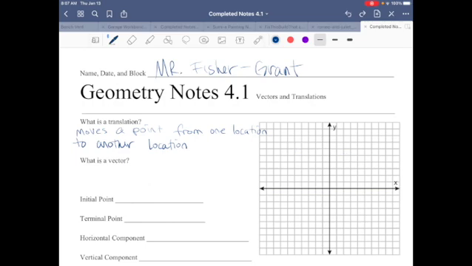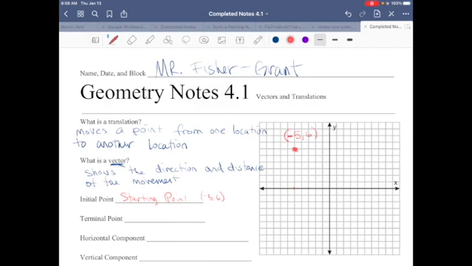A vector shows the direction and the distance of the movement. So I've got my initial point. This is where I start, the starting point. Let's use the example we just did. Somewhere up here, that would be negative 1, 2, 3, 4, 5, positive 1, 2, 3, 4, 5, 6. So this is at negative 5, 6. All right? So our starting point in this example is negative 5, 6.